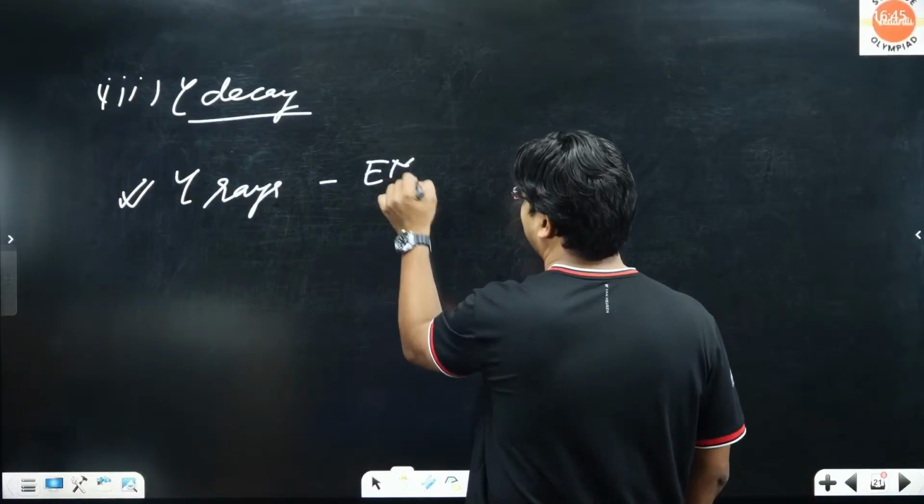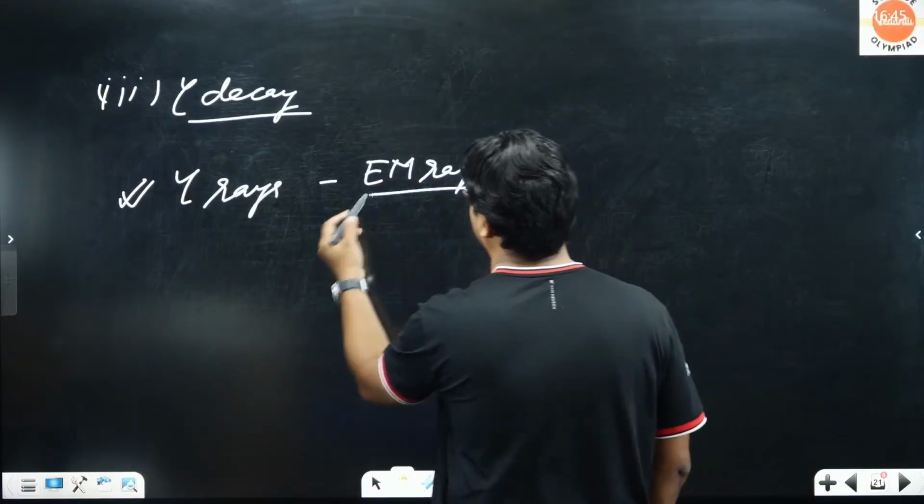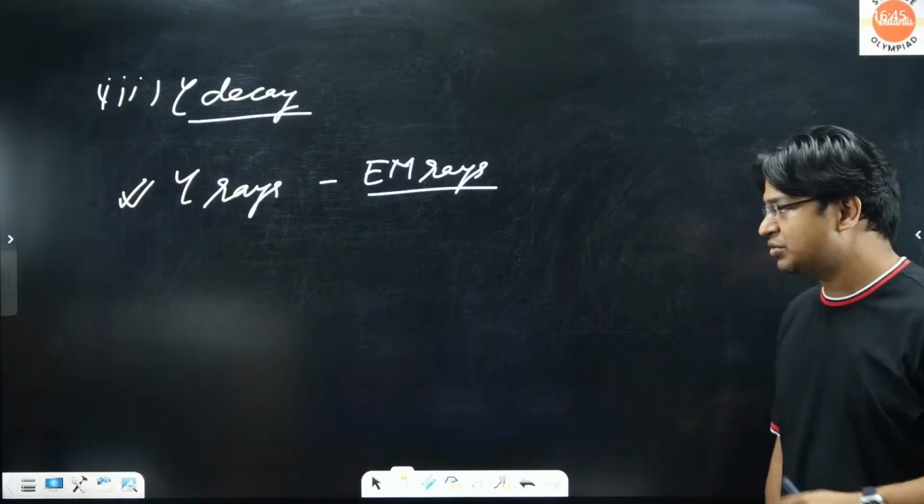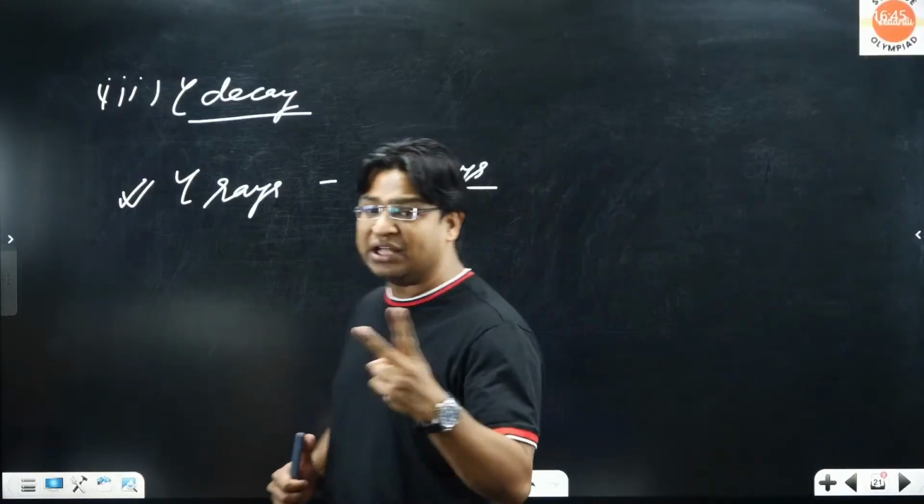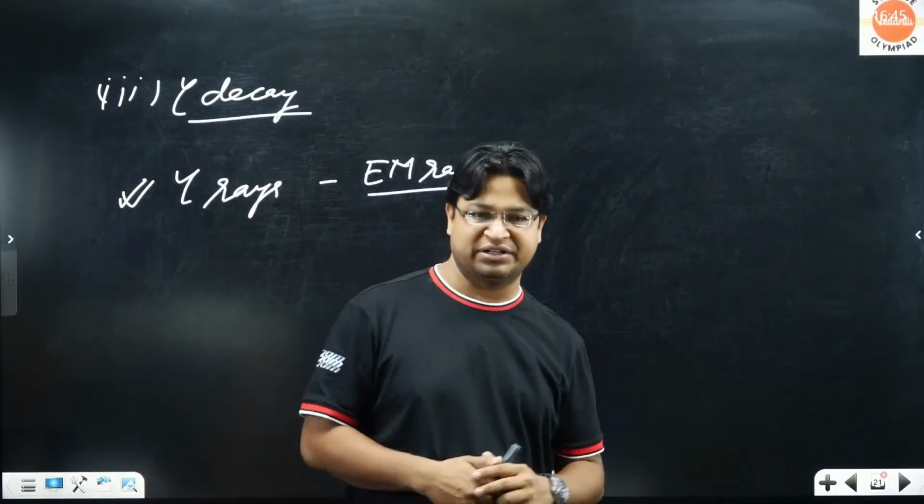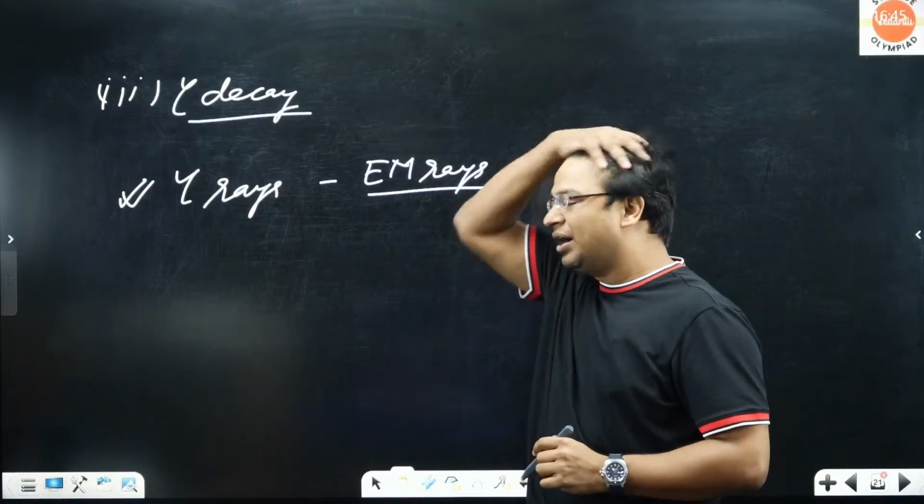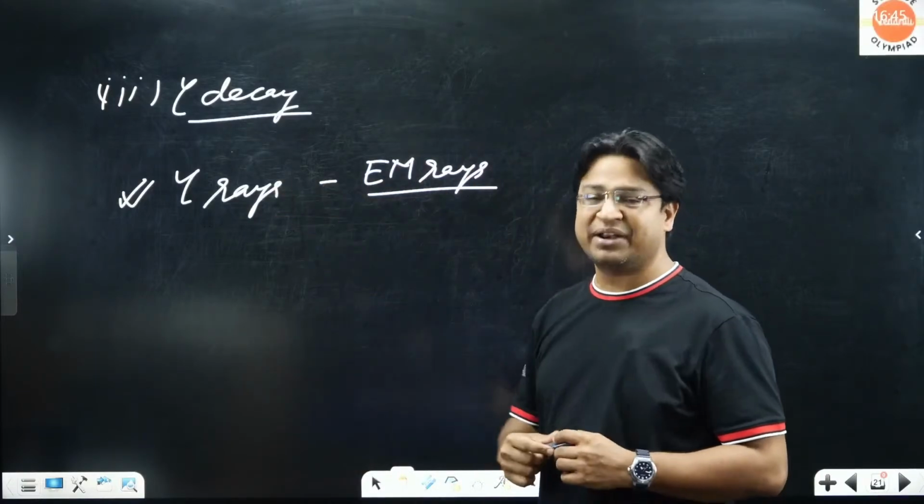These are electromagnetic rays. So these are actual electromagnetic waves. The other two were particles, a stream of particles. So when are gamma rays produced?